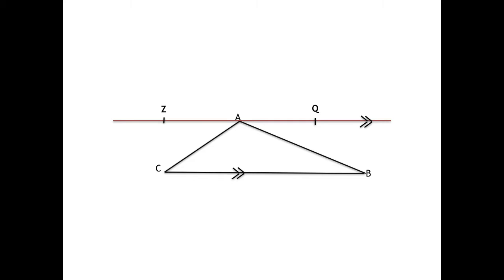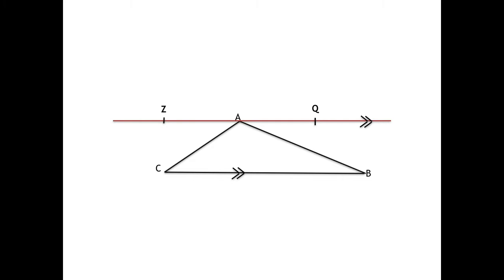I'm calling it ZQ through A that's parallel to the base. And you should have seen a video that shows you exactly how to do this. So basically, it's always possible. Take any triangle, ABC, and make BC the base and construct a line parallel to BC. Call it ZQ. Now we're going to try to think about this differently.